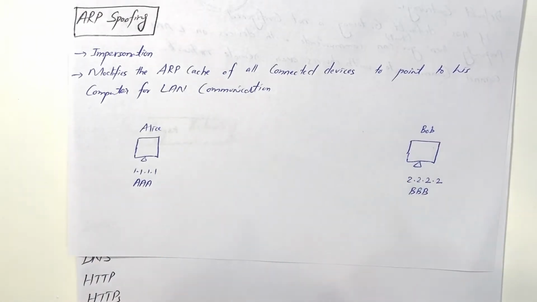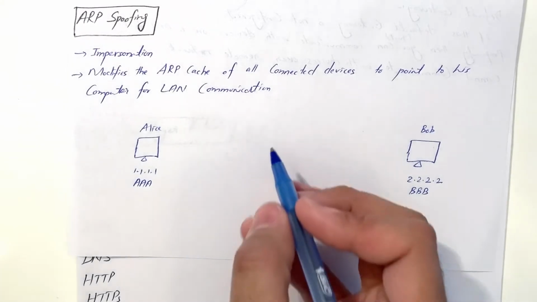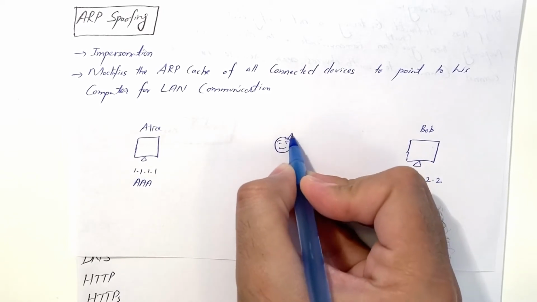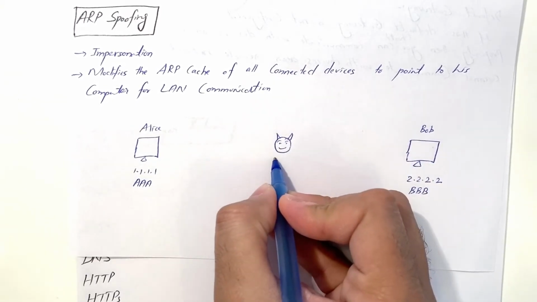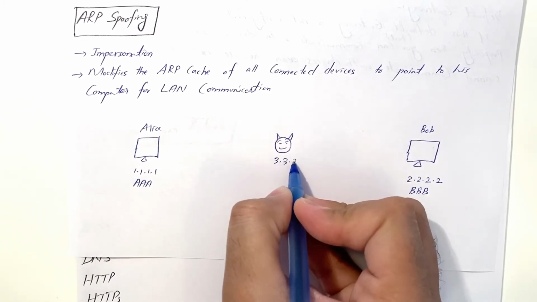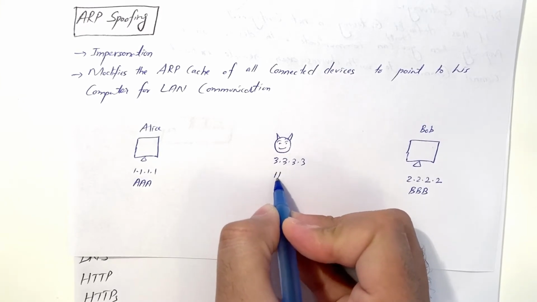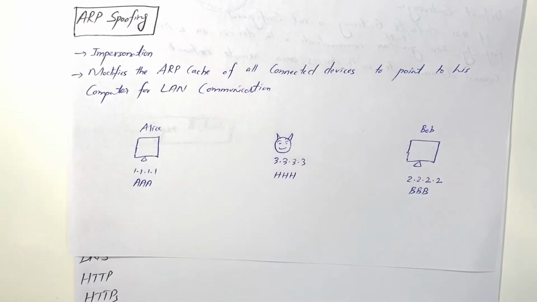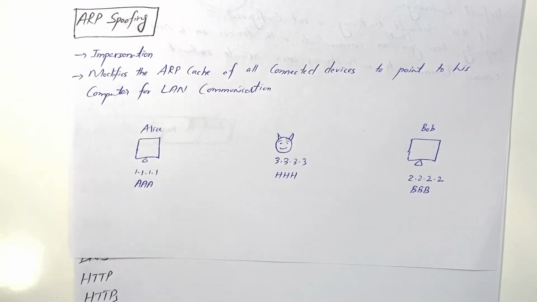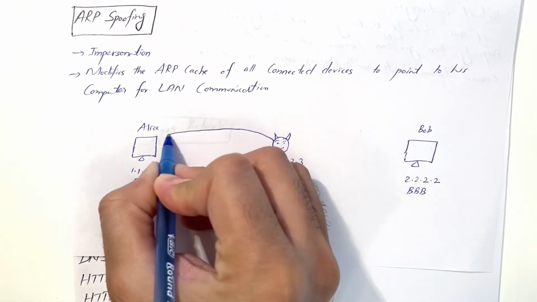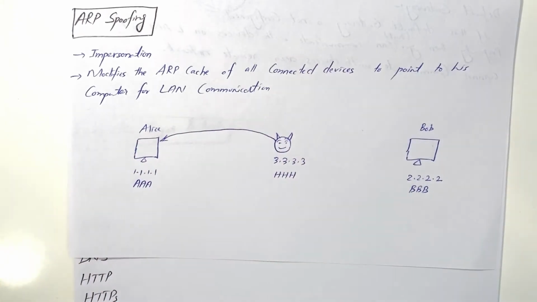I'm assuming that. Now let's say our hacker or attacker joined the network. Let's say this is the attacker who joined the network. Now the attacker's IP address is 3.3.3.3 and the MAC address is, let's say, HHH. For example, that's the MAC address. Now how can the attacker actually launch an ARP spoofing attack, an impersonation attack? After joining the network, the attacker will send fake ARP messages, start spreading the ARP messages across the network.